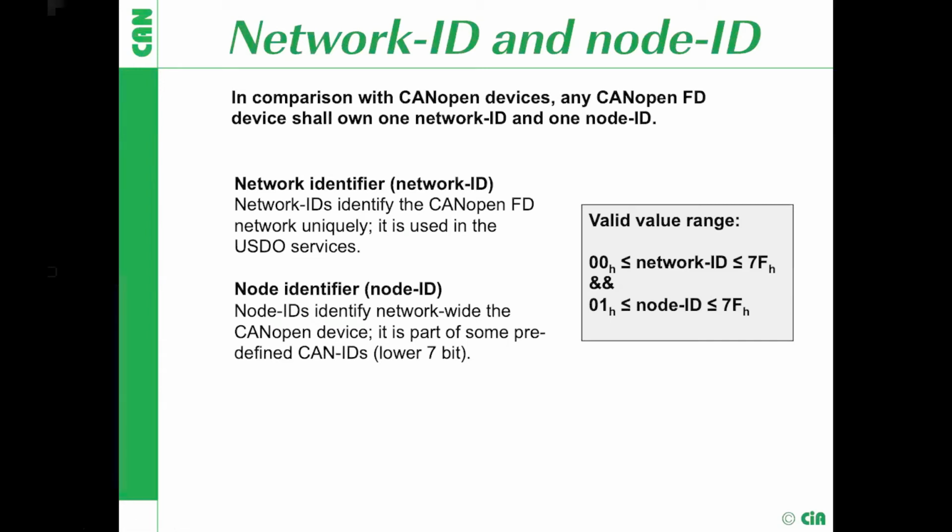As Mr. Zitzmann introduced in the last part, CANopen FD distinguishes between USDO local services and USDO remote services by using the different values of the network ID. So far, I have introduced the use of the identifiers. Then we take a look at how the dynamic assignment of the network ID and node ID works by using the layer setting services.